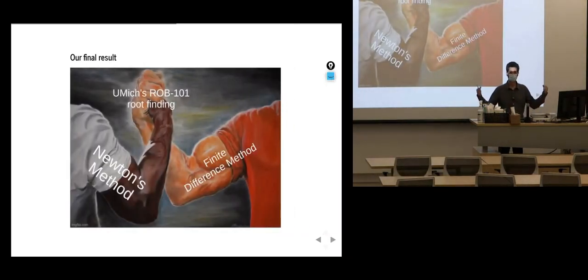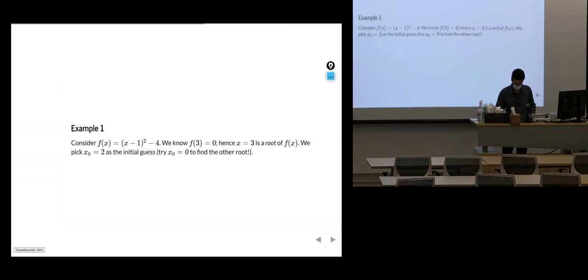So we got our Rob 101 algorithm. This was not a thing outside of Rob 101. You learn Newton, you learn finite difference. We successfully combined them. Congratulations. This is our own, very own algorithm. So let's solve the same problem.